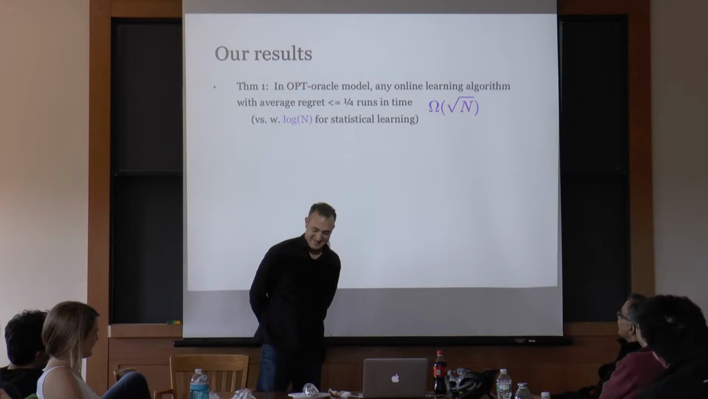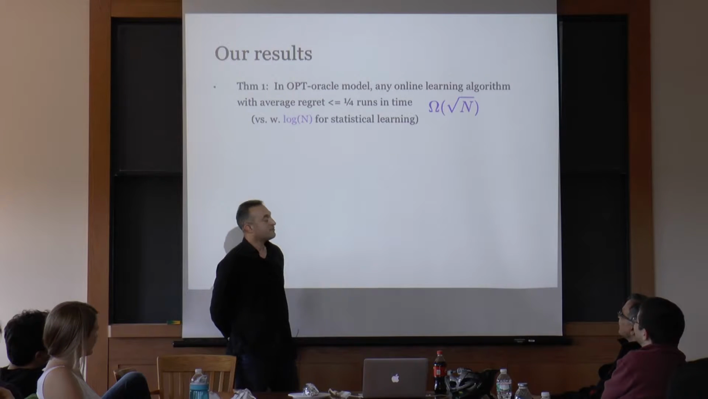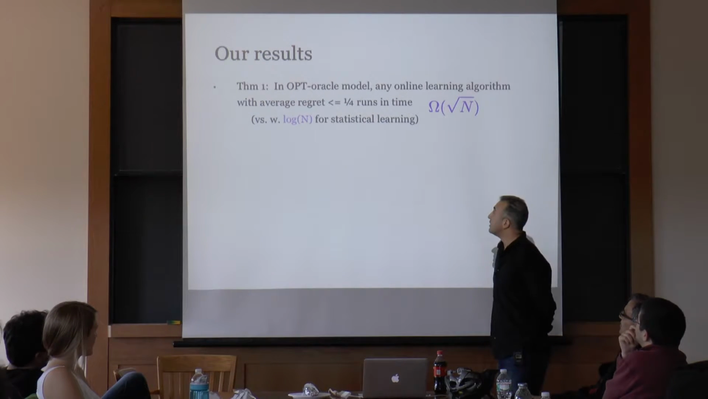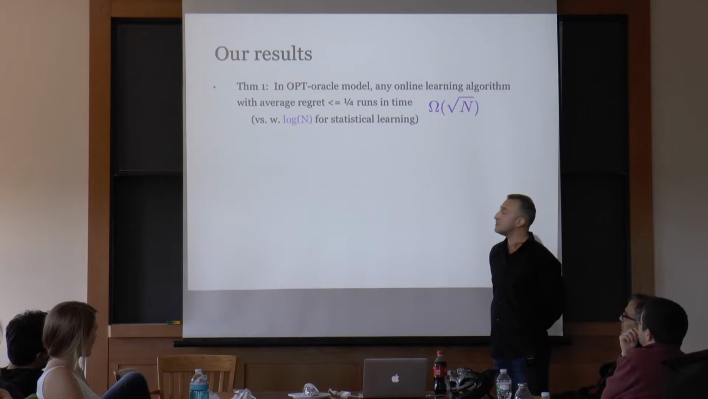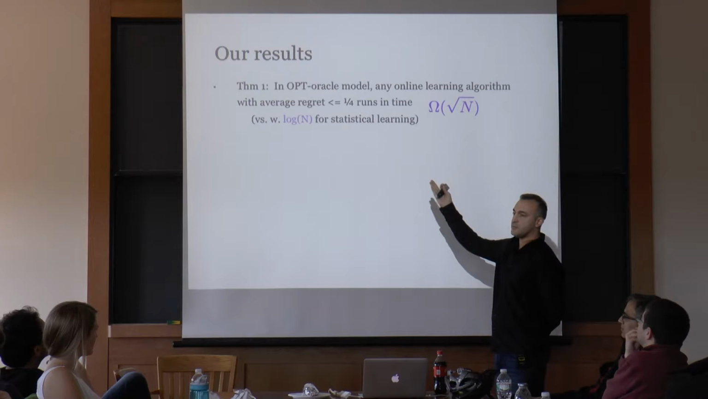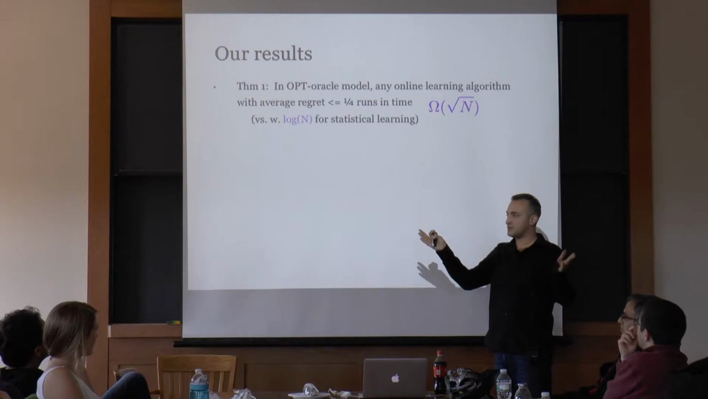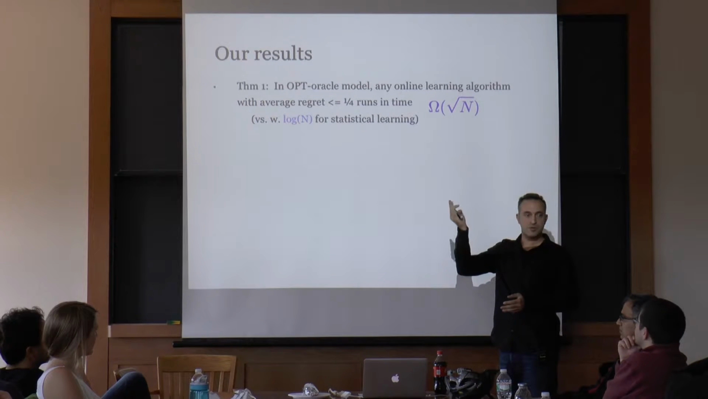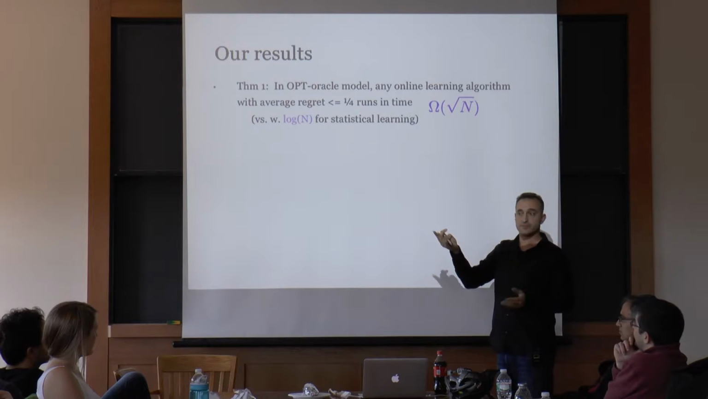Right. So here's the first result. The first result says it cannot be done. In this optimization oracle model, any online learning algorithm with average regret less than 1/4, and I don't care how many iterations it performs, has to run in time root of n. So exponentially more than statistical learning.